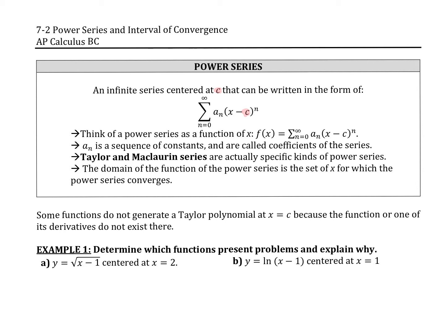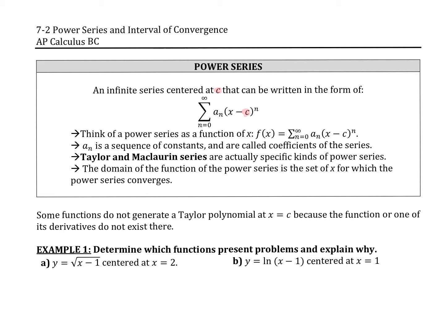So we can think of a power series as a function of x. So some function f of x equals the sum from n equals 0 to infinity of a sub n (x minus c) to the n. A sub n is a sequence of constants, really, and are called coefficients of the series. And as I said before, Taylor and Maclaurin series are actually very specific kinds of power series.